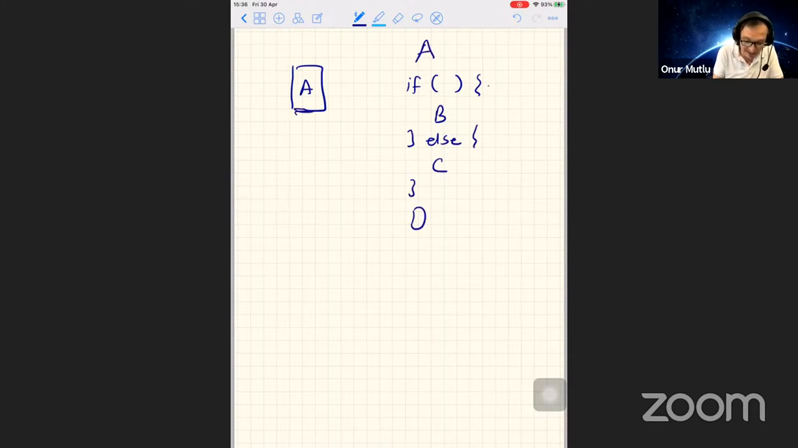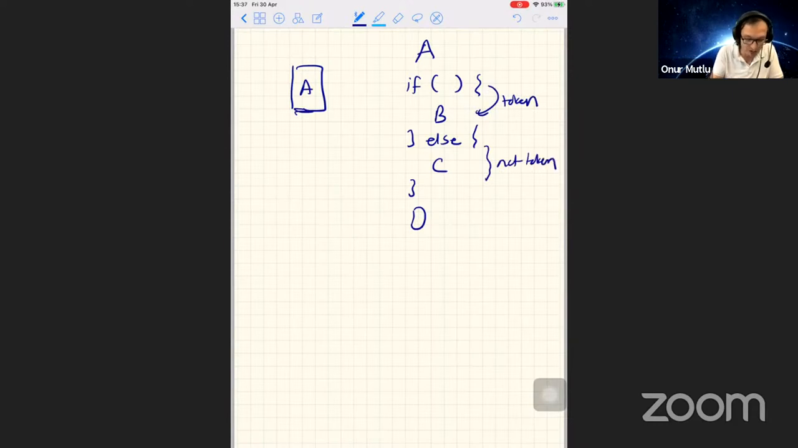you have this code, let's say block A. Okay, let's do this. You have, let's say, if some condition, you execute block B, else you execute block C, and otherwise you go to block D, and then you have block A over here. Okay, so this is the taken path in your code, and this is the not taken path.